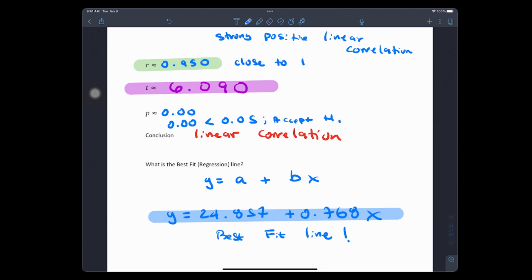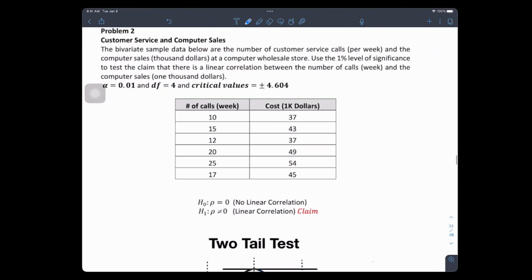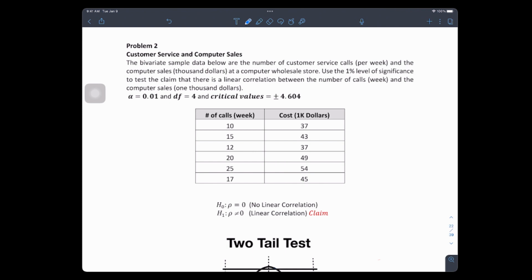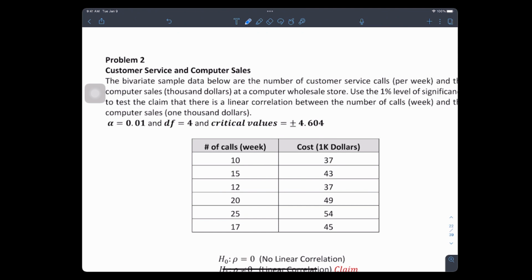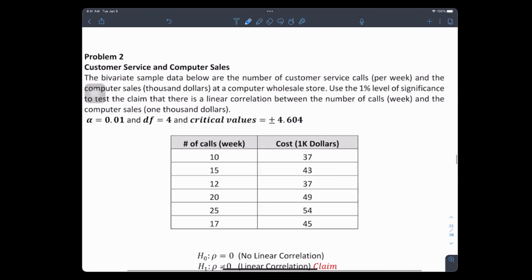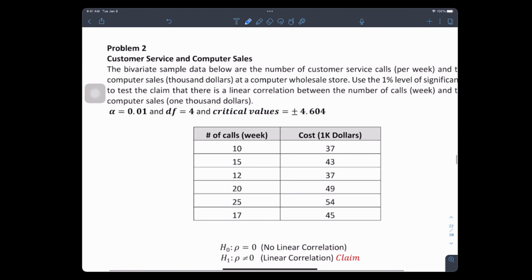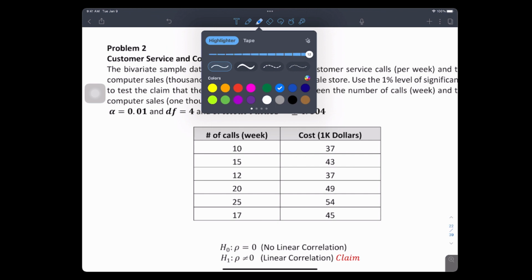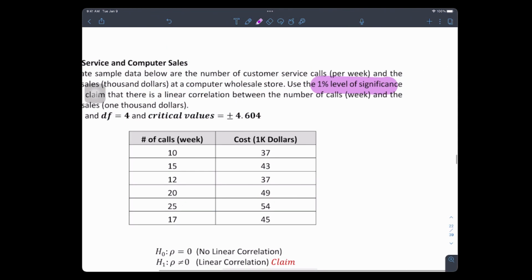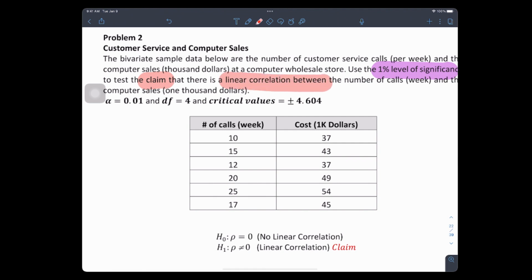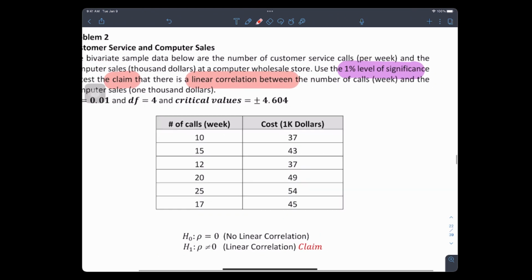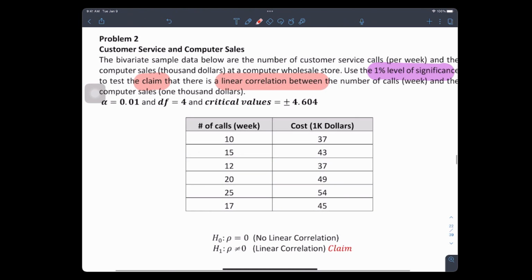All right, folks, here we go. Let's try it again. Here's an example where they have what? Customer service and computer sales. All right, so what does this say for us? The bivariate sample data below are the number of customer service calls per week and the computer sales in thousands at a computer wholesale store. Now, use the 1% level of significance to test the claim that there is a linear correlation between the number of calls per week and the computer sales in thousands. So this is why they call you all the time, ladies and gentlemen.